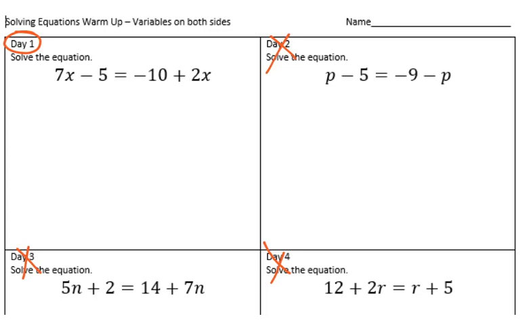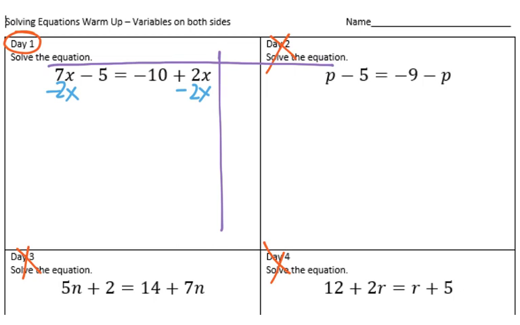Okay, so let's take a look at it. Now, I didn't ask you to do this, but I'm going to do it anyway. So when we look at this, we've got the variables on either side, and we've got numbers. So we want to get the variables on the same side. Now, we could subtract 7x from both sides, or 2x. I prefer the 2x because it's smaller.